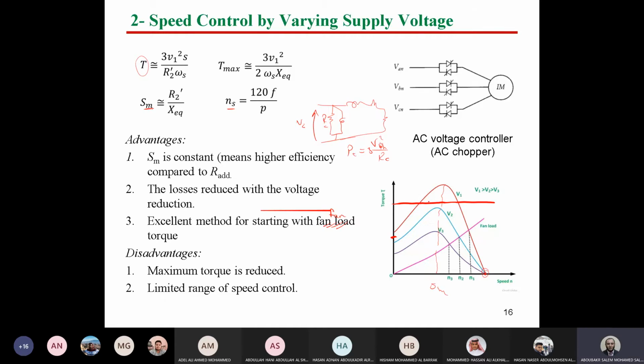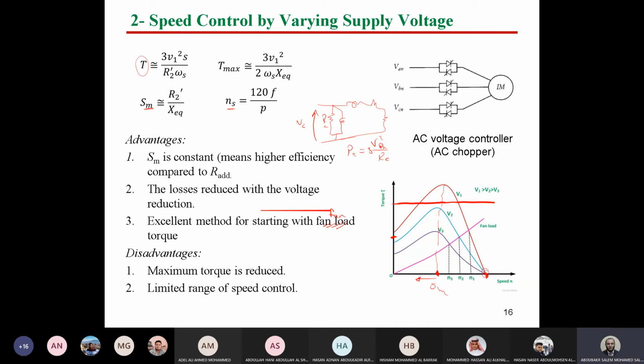So it's not preferred, or it has a drawback of decreased maximum torque, especially for the constant load torque. Number two, limited range of speed control. Can you see, guys? Whatever the value of voltage increase or decrease, you did not move in these parts. So you have only speed range from S maximum to NS. Of course, for added resistance, you were able to make much lower values of speed. However, here it's not possible. So it's a limited range of speed control. These are the advantages and disadvantages.